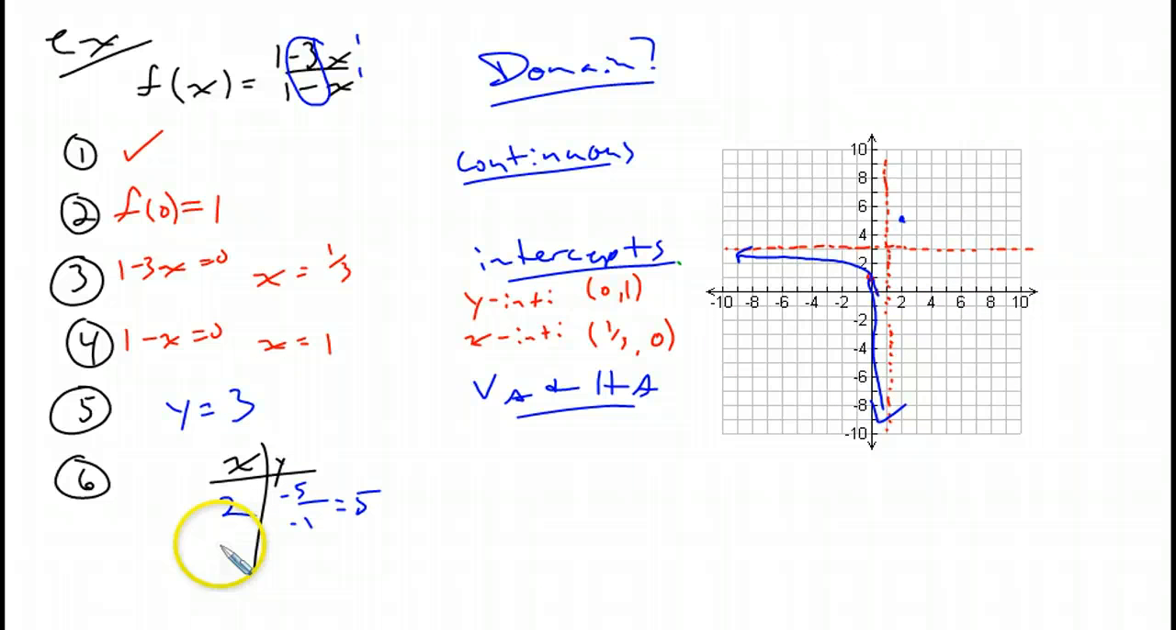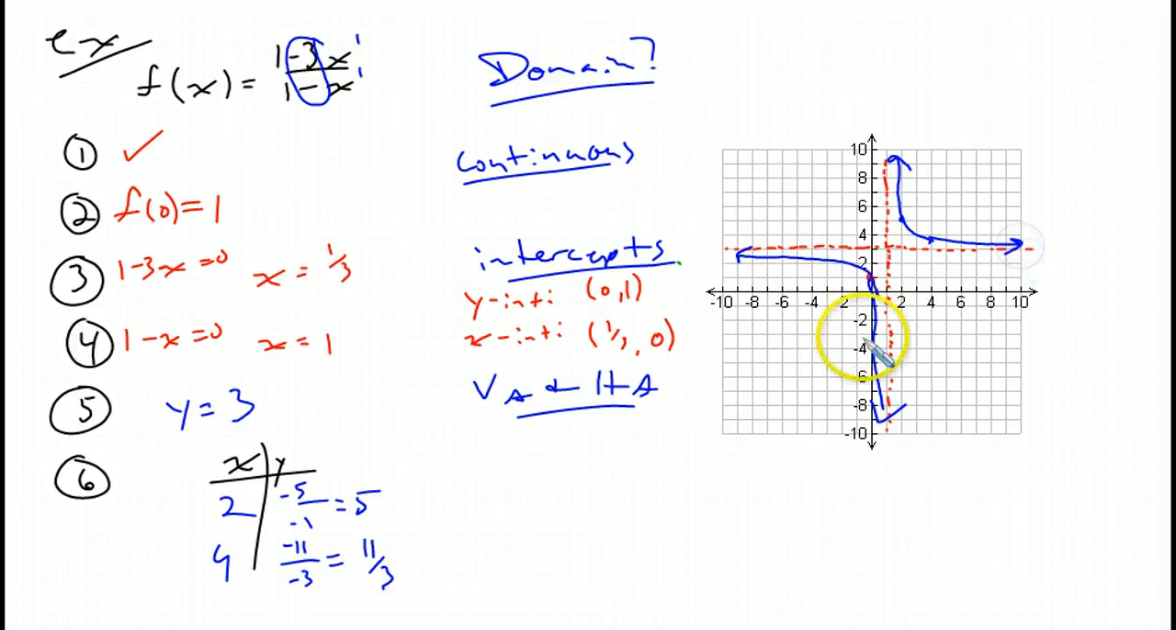I'll pick 4. So say I choose x as 4. 1 minus 3 times 4 is 1 minus 12, which is negative 11, over 1 minus 4 is negative 3, so I have 11 thirds, which is about 3.6. So I have 2 and 3.6, or 4 and 3.6, so it's somewhere in there. So yeah, it looks like it's going to go up towards that asymptote and go out towards that asymptote.